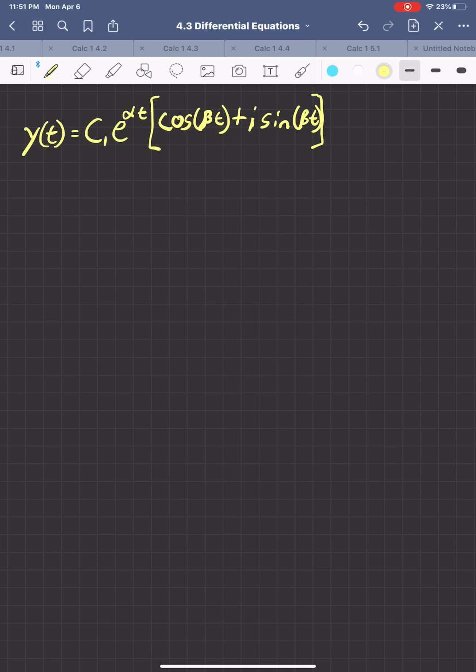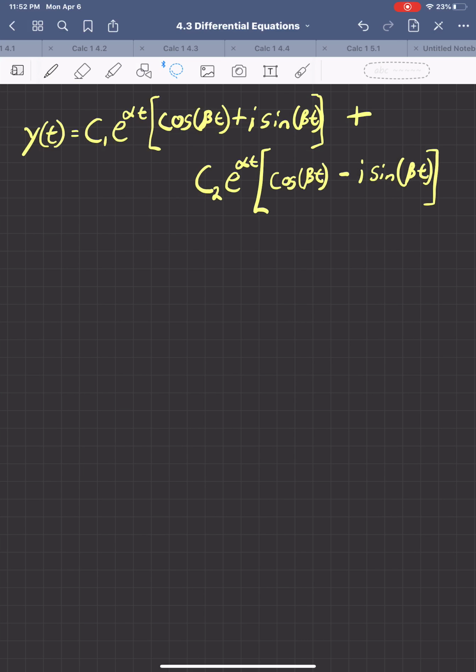All right, here we go. I don't think I can fit it in here, but plus c sub 2 e to the alpha t times cosine, to make sure I got everything in the right spots here. So, yep. So cosine of beta t, now it's minus i sine of beta t.